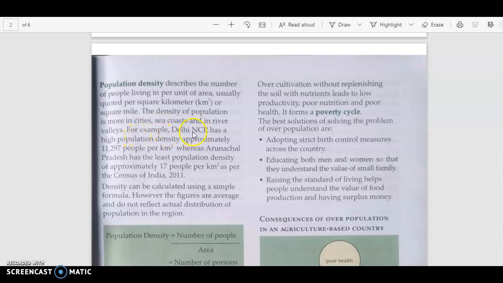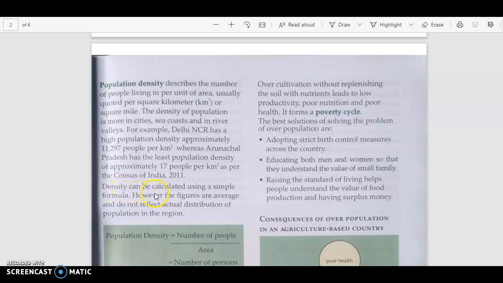Now Delhi NCR, which here means National Capital Region, has a very high population. So the density of population is quite high. In 1 square kilometer area, around 11,297 people are living. Whereas in Arunachal Pradesh, in the same size area, that is 1 square kilometer, only 17 people are living. So in this case, Delhi NCR is highly populated. This is on the basis of the census that was taken in 2011. Now what is census? Census is basically a survey that is done on the basis of the number of people living in a particular area.